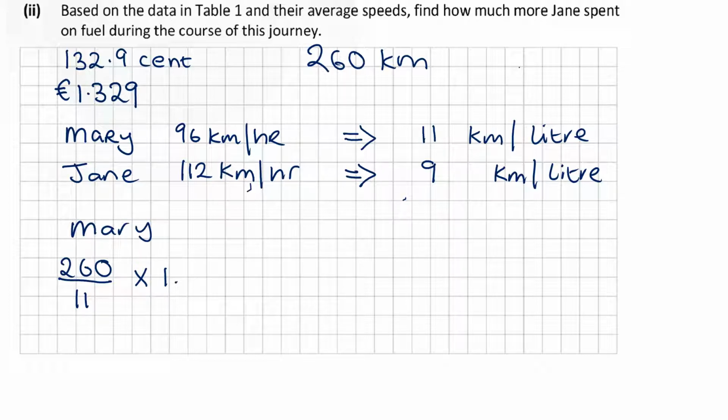So that was for Mary. Then we had Jane, and we knew that Jane also travelled 260 kilometres, but her fuel consumption was 9 kilometres per litre, and again she paid the same price.